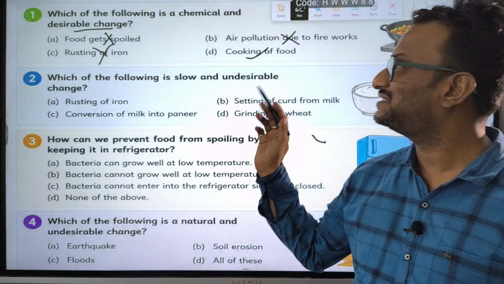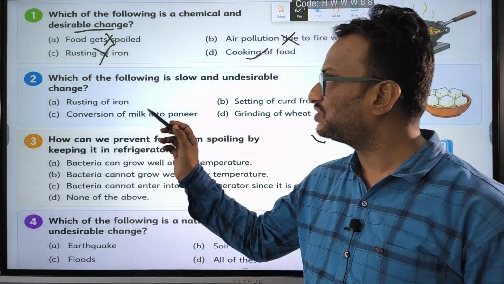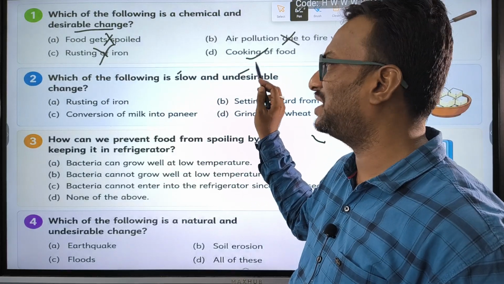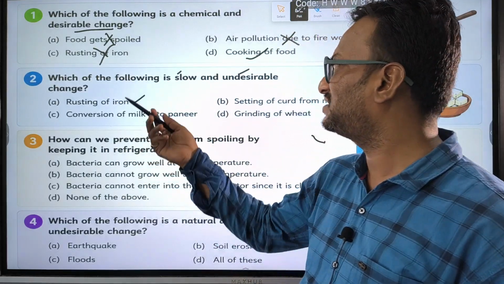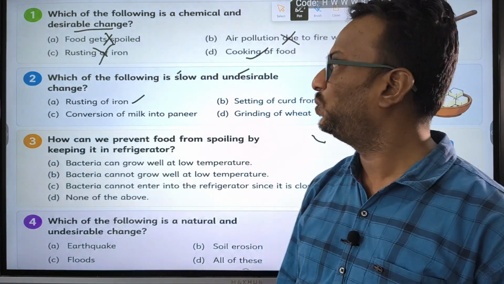Which of the following is a slow and undesirable change? Rusting. It should be a slow change, once again an undesirable change. Rusting of iron, yes, it is a slow change and it is an undesirable change too.